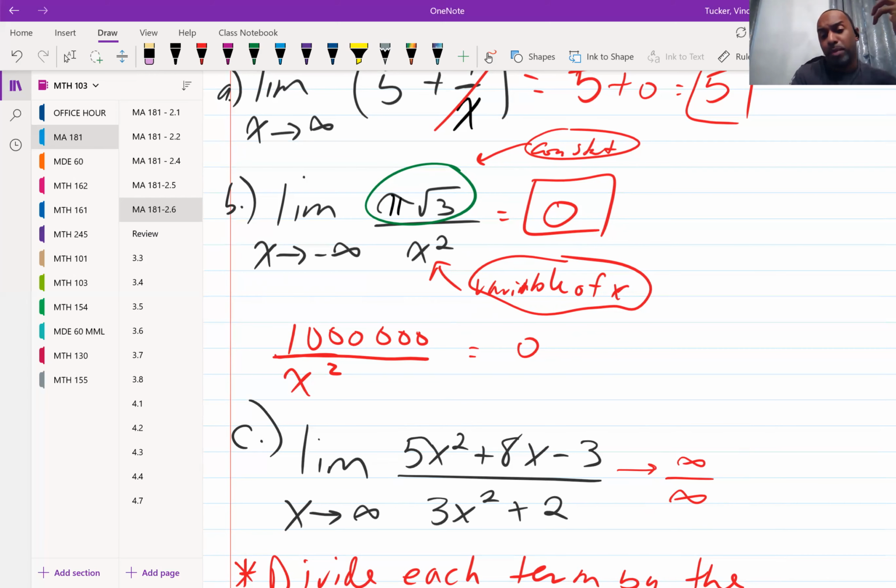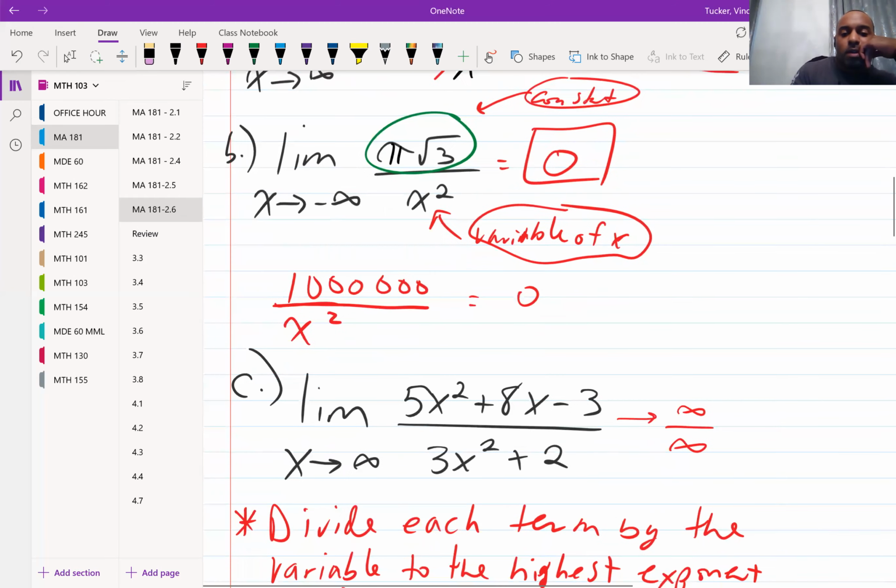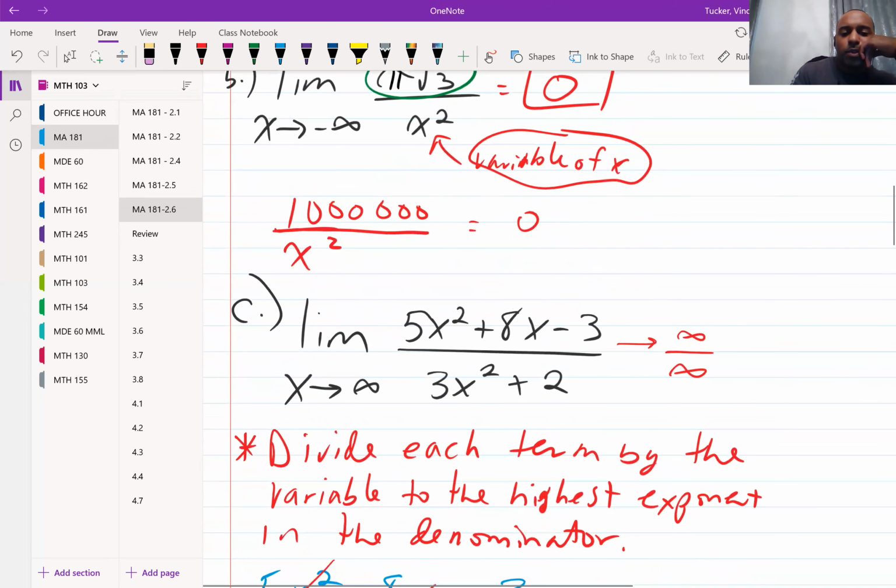So what we need to do is manipulate the problem in such a way that we can get an answer. All right. So in the red, it says divide each term by the variable to the highest exponent in your denominator. That highest exponent in our denominator is x squared. So we're going to divide each term by x squared.